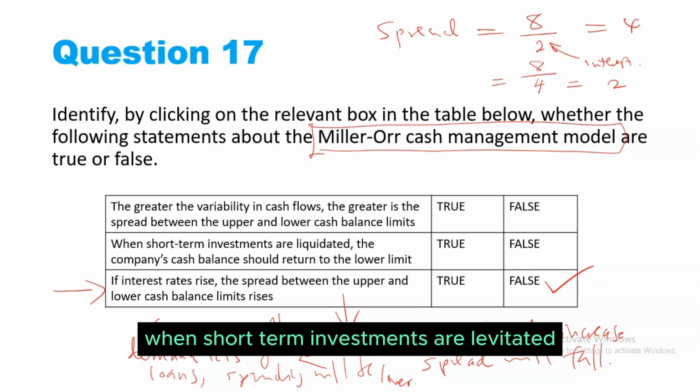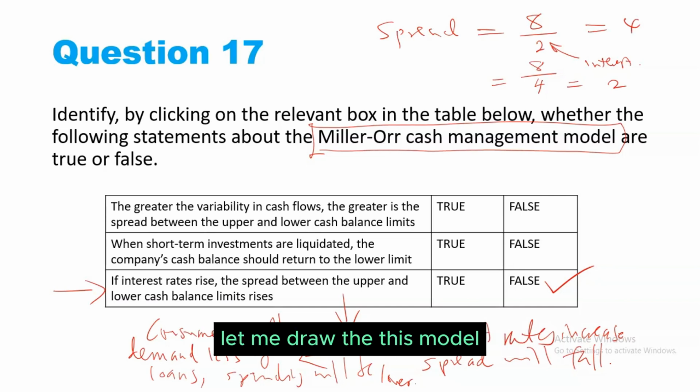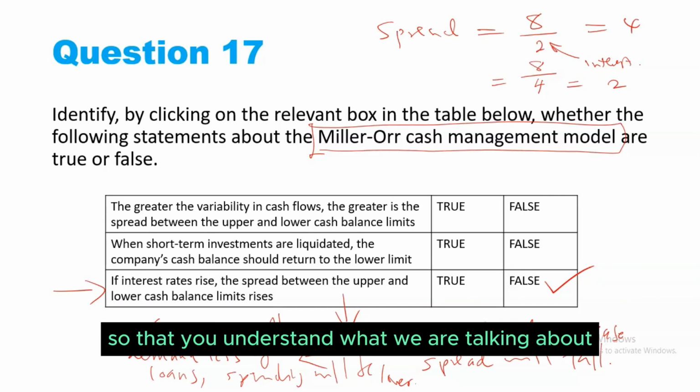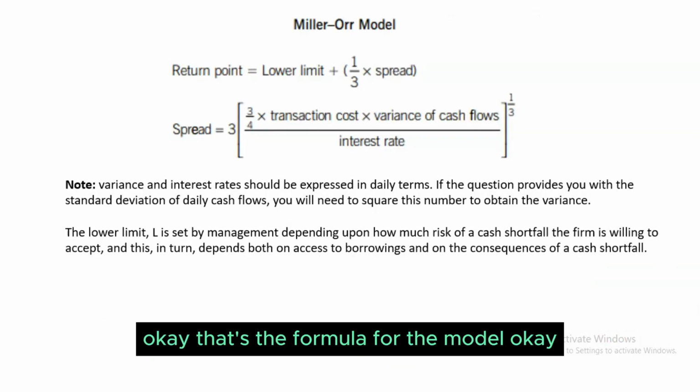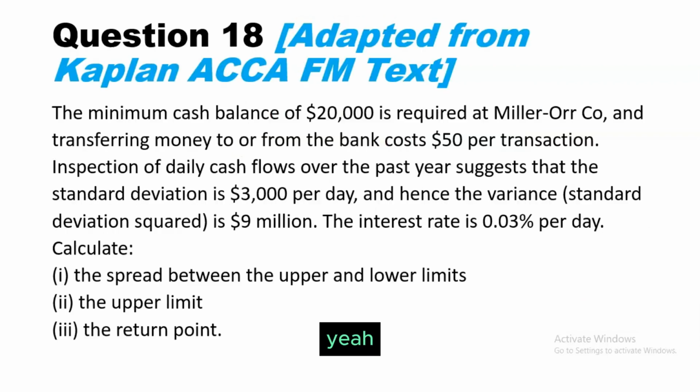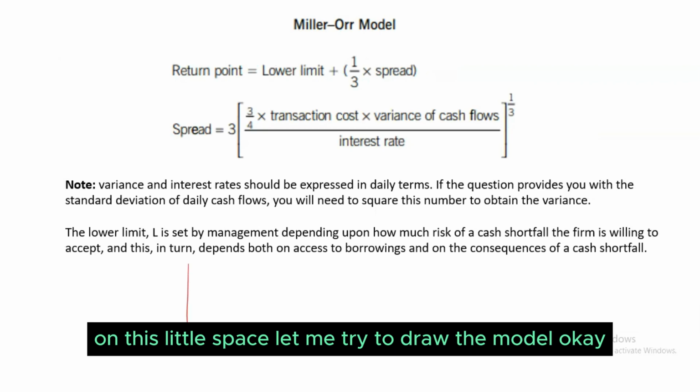When short-term investments are liquidated, the firm's cash balances should return to the lower point. This is not a standing rule. However, let me draw this model so that you understand what we are talking about. Okay, that's the formula for the model. On this little space, let me try to draw the model.